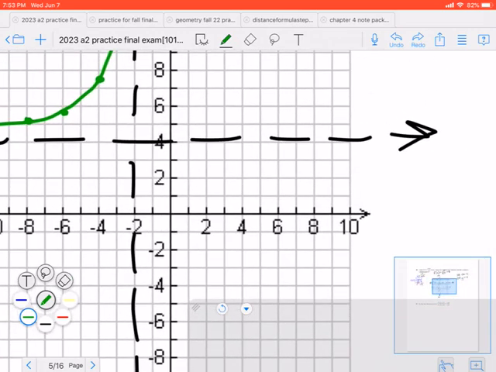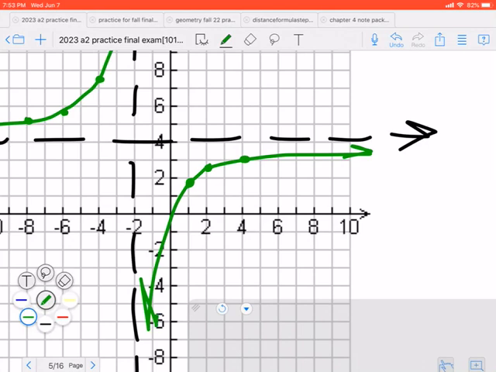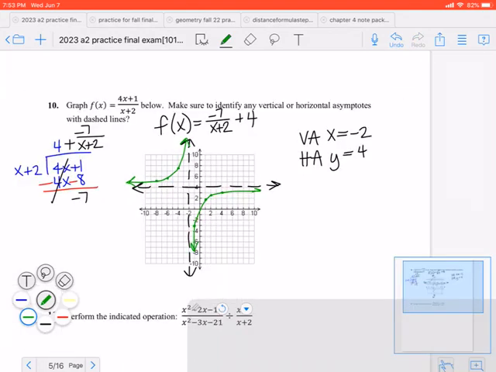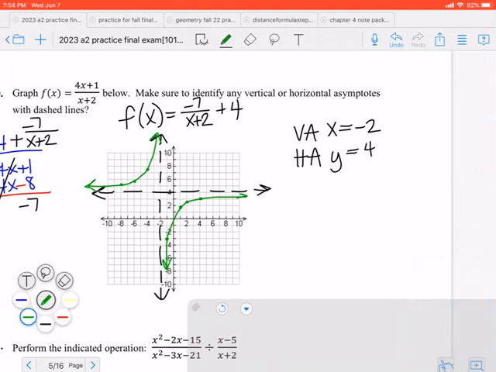And then this branch, we have over 1 up almost to 2, over 2 up about 2.5, over 4 up to 3. Probably, oh, sorry. I had another point on there. It was -1, -3. There we go. Make sure to identify, okay, we did that.